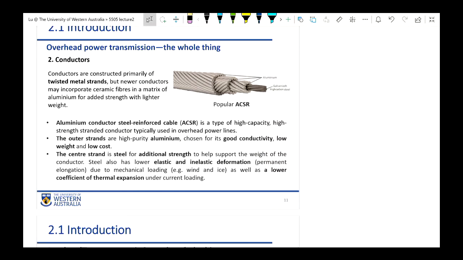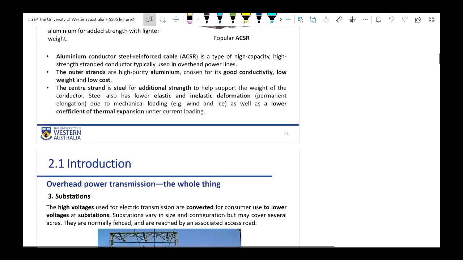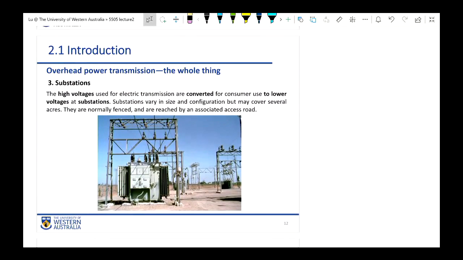So focusing on the conductors. Conductors are constructed primarily of twisted metal strands. Beautiful, right? Newer conductors may use other materials, but that's not important. The following part just talks about what materials should be used to reduce the power loss during transmission for the cables. It's pretty straightforward, so please go through it by yourself if you have interest.